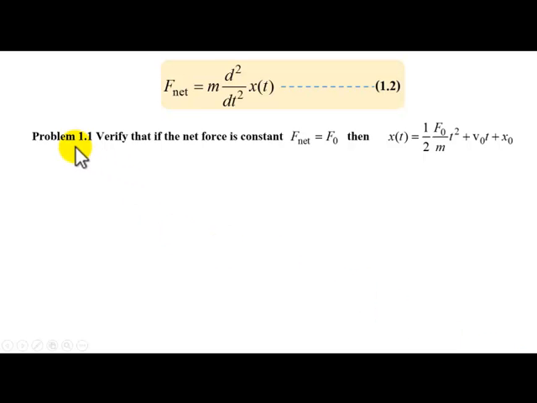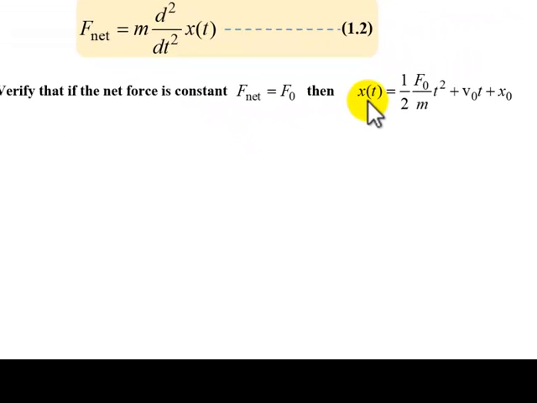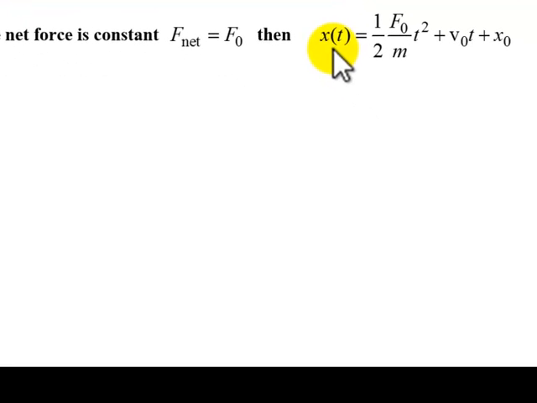Problem 1.1. Verify that in a one-dimensional motion, if the net force is constant, F net is equal to F0, then the position of an object can be written as a function x of t is equal to 1/2 F0 over m t squared plus v0 t plus x0, where v0 and x0 are the initial velocity and initial position respectively.